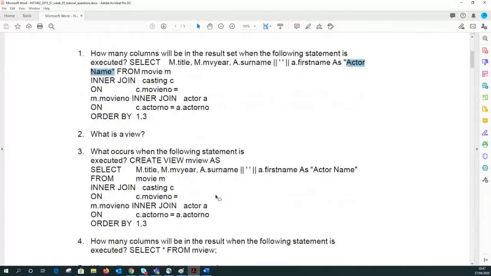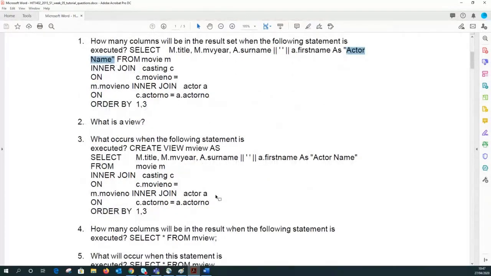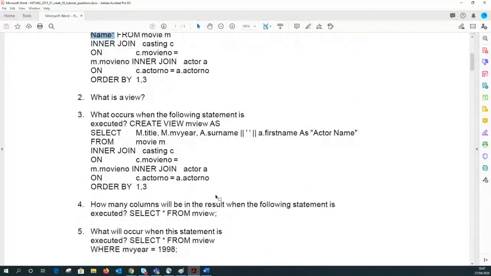Question 3 is: what occurs when the following statement is executed?